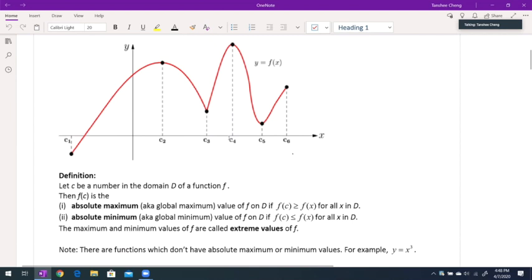if one of the function values is the highest, the largest among the others in that particular domain, then we call that the absolute maximum. And if one of the function values is the smallest value on this interval of the domain, then we call it the absolute minimum. And those values are called the extreme values of the function.